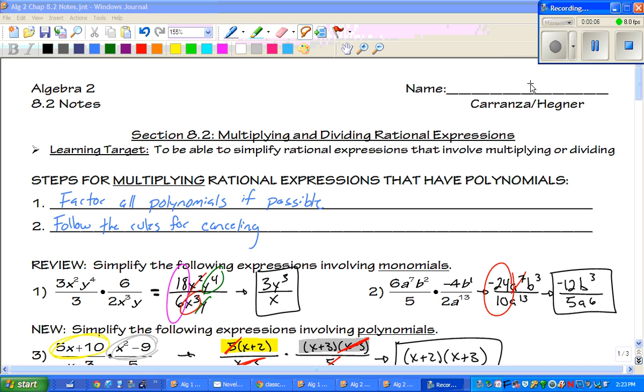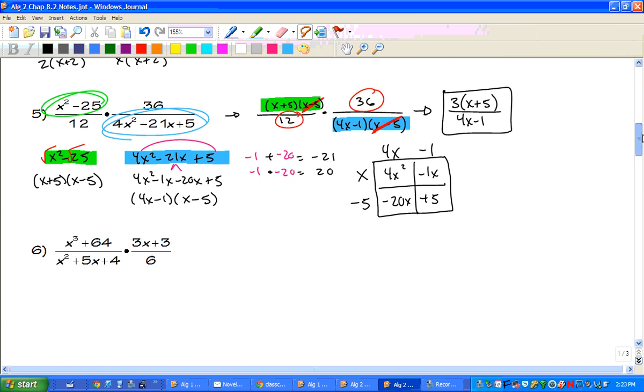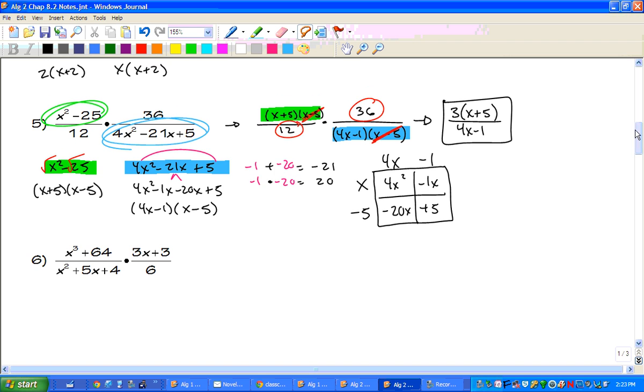Hopefully you've already watched the 8.2 notes from Algebra 1 that covered almost all of this work. However, number 6 on both sides were different. So let's just go over those two problems on both sides.